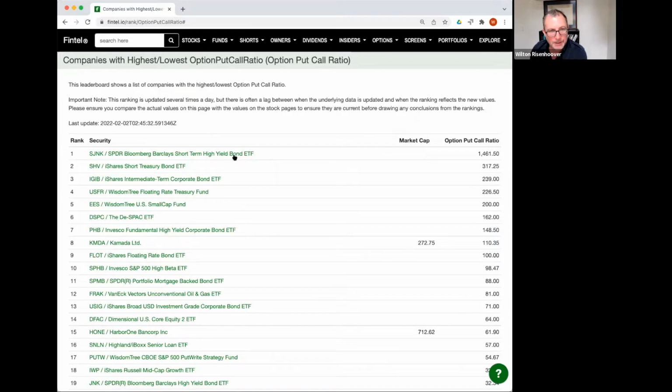This bond ETF has a put call ratio of 1,400. Short treasury bond, intermediate corporate bond, floating rate treasury fund, corporate bonds, another. So this is really helping you understand what the financial markets think of these macro indicators here. Questions about this?